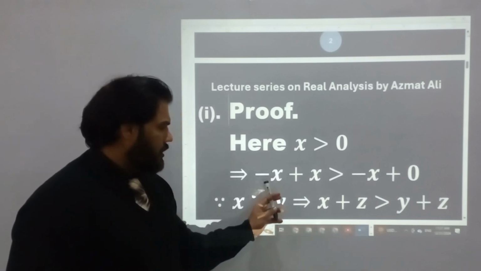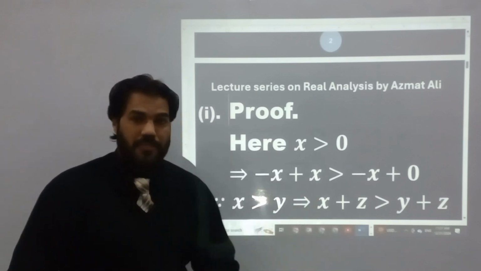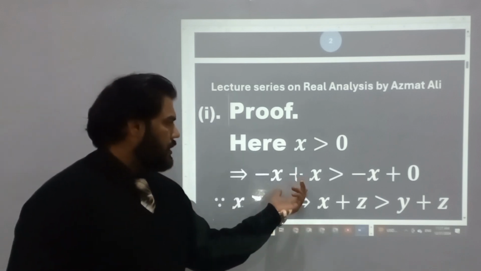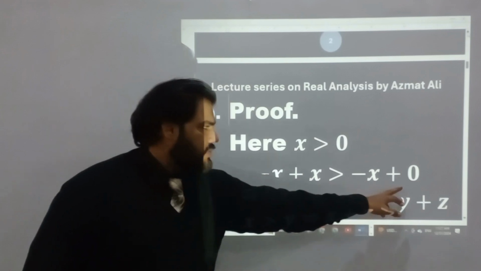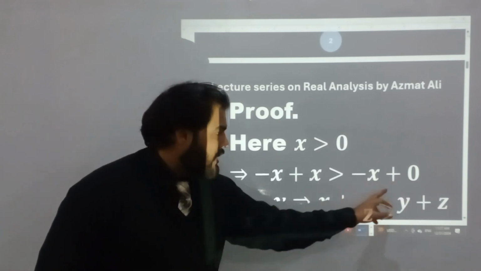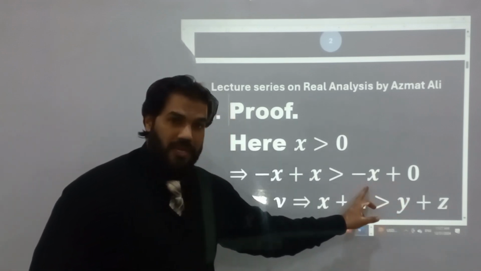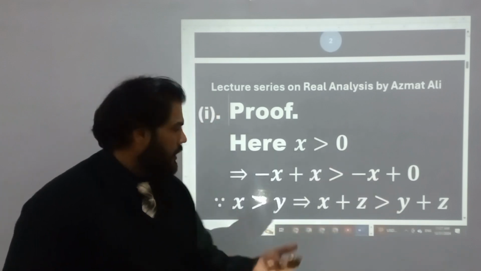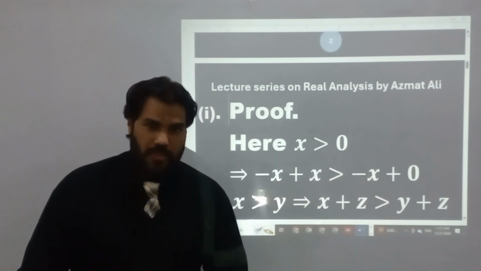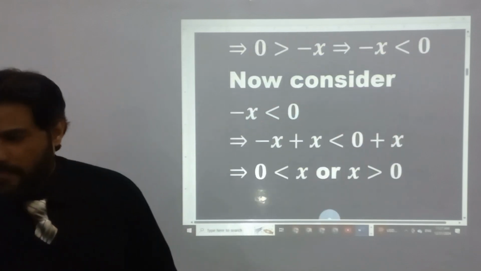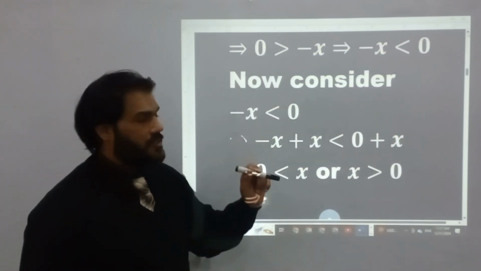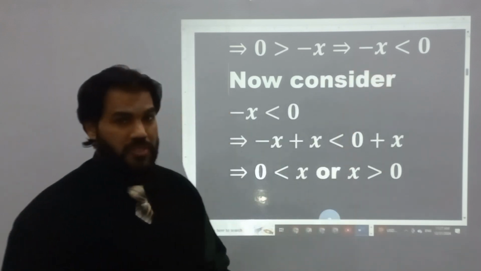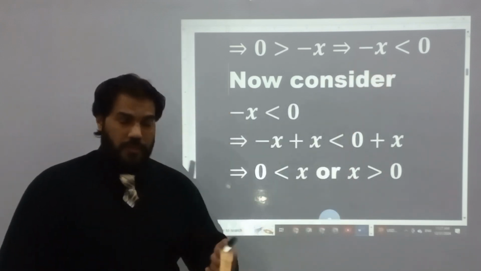So this will become minus x and plus x. These are the additive inverses of each other. So this sum will equal 0, and 0 is here the additive identity. So by adding 0 with the real number minus x, this will become minus x. So minus x plus 0 is minus x simply, and minus x plus x is equal to 0. So we have 0 is greater than minus x, or in other words we can say that minus x is less than 0. So this is our first requirement.